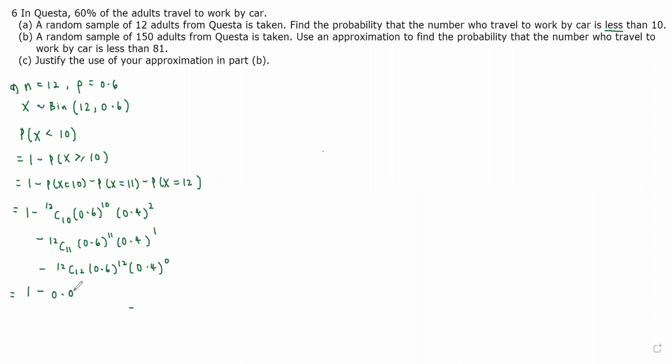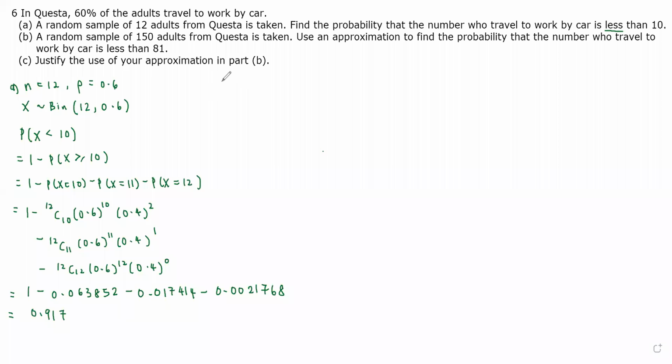We have 0.06385, 0.017414, and 0.0021768, which is 0.917.